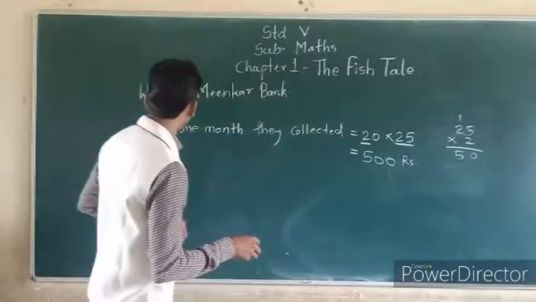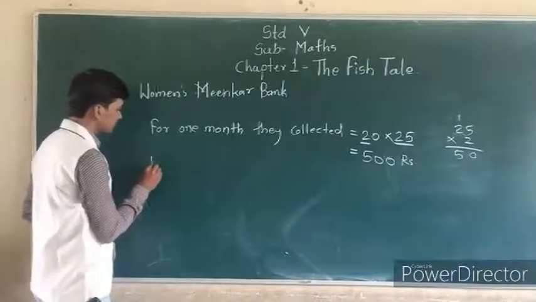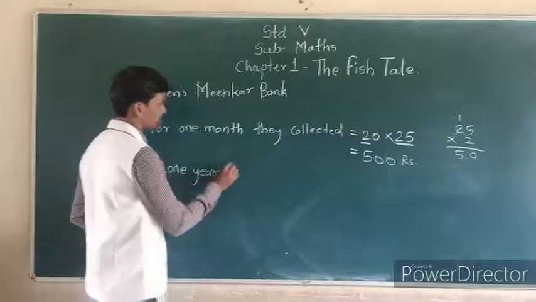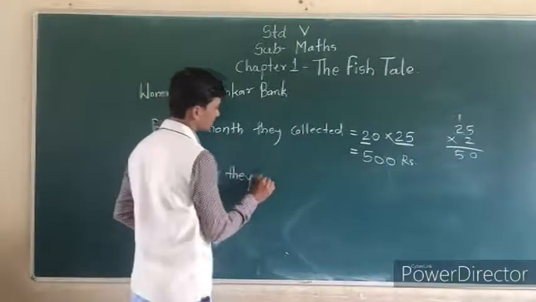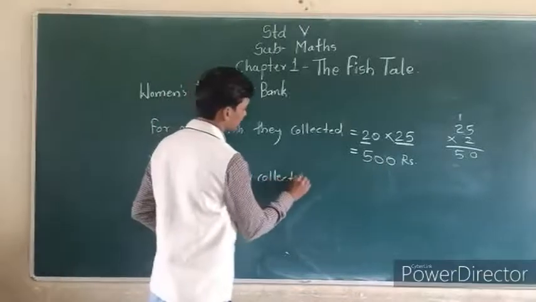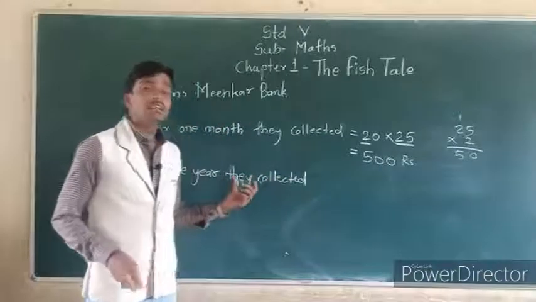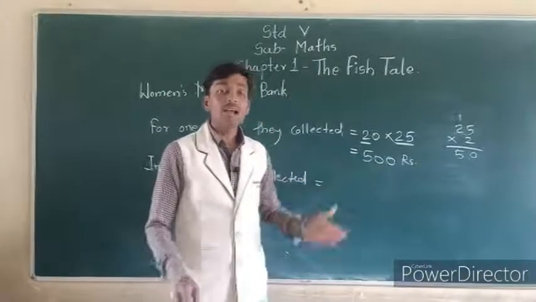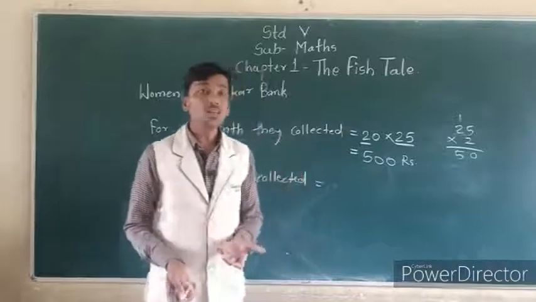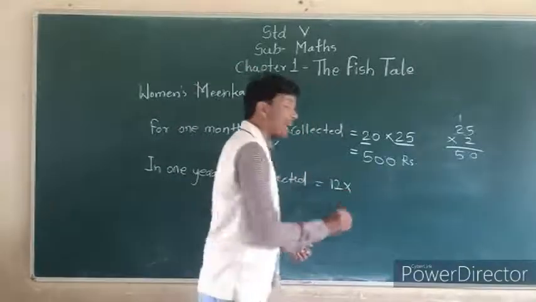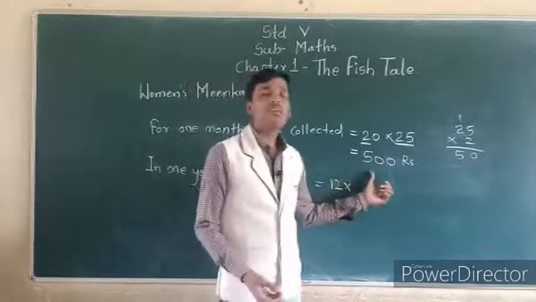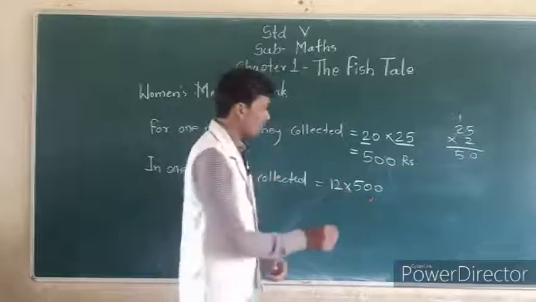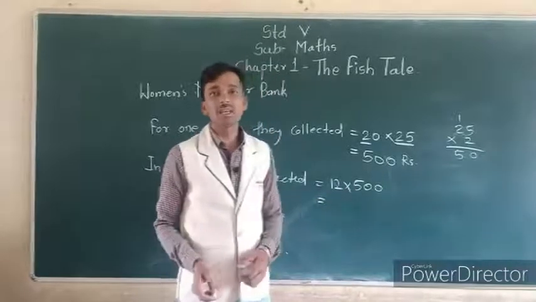Okay, in 1 year they collected... See, in 1 month they can collect 500. Okay, and in 1 year, how many months are there? 12 months. So I will write here 12. And in 1 month they can collect 500 rupees, so I will write here 500 and do their multiplication. When we do this multiplication, we will get the answer.